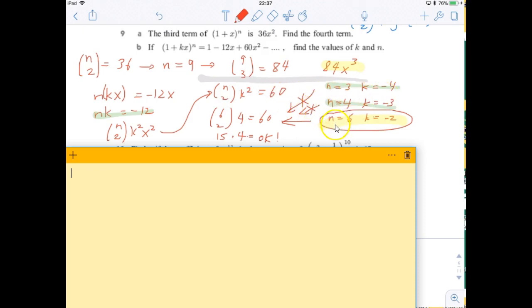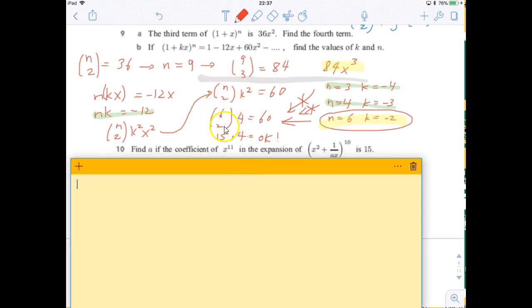Let's try our last option, n equals 6, k equals negative 2. When you put k equals negative 2 into k squared, you get 4. That looks promising because 4 is a factor of 60. Then you put n equals 6 into n chooses 2, so we have 6 chooses 2. Let's test it. 6 chooses 2 is 6 times 5 divided by 2, so that would be 3 times 5, which is 15. 15 times 4 is 60. All right, so we found the answer.